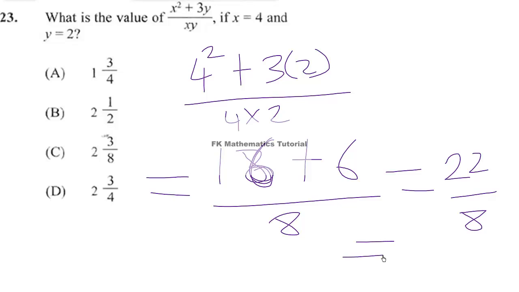2 here will be 11. 2 here will be 4. So 11 over 4 is the same as 2 whole number 3 over 4. So option D is correct.